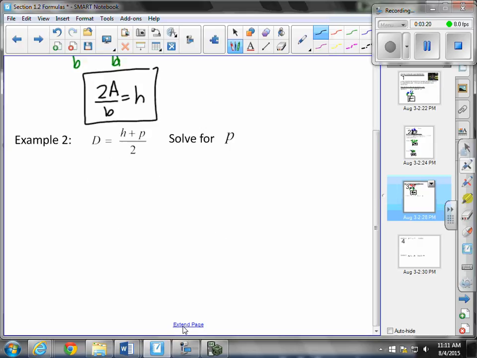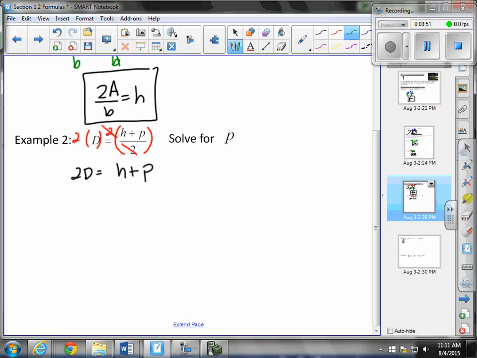Example number 2 here says d equals h plus p over 2. Since this is all one fraction, I can just look at that denominator and multiply by 2 once. Now I said when you have addition and subtraction inside your parentheses, but here there's just one denominator that cancels. So we wind up with 2d equals h plus p. We're trying to get p by itself.